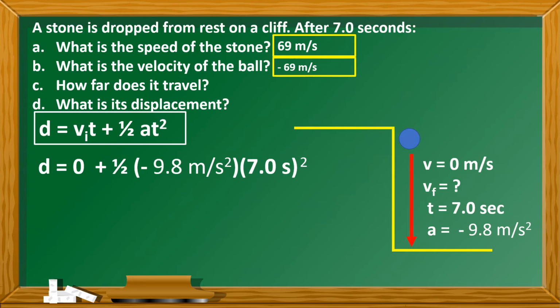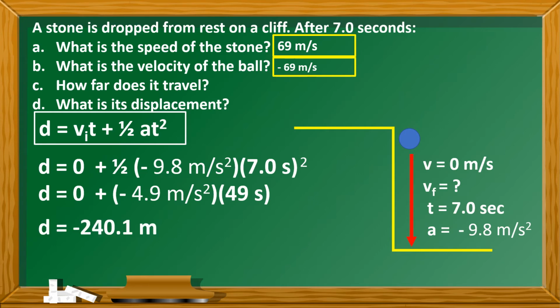squared. Solving the equation, 1/2 of negative 9.8 would give us negative 4.9 meters per second squared. Then 7 squared is equal to 49 seconds squared. So negative 4.9 meters per second squared times 49 will give us an answer of negative 240.1 meters. Now, the question is, is this the distance or displacement?